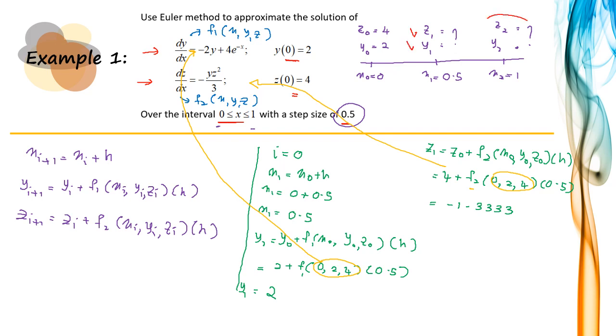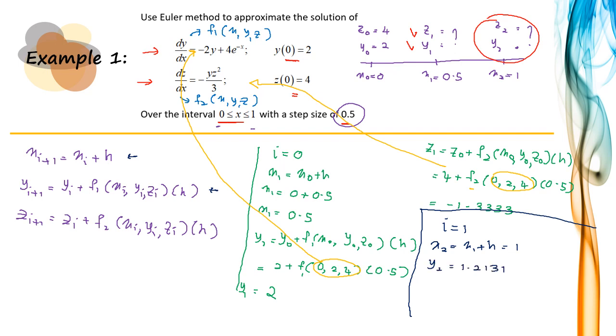Now we already have the values for z1 and y1. Let's continue to find y2 and z2. To find y2 and z2, I start with i equal to 1. So I repeat the process again. I start with x2. By using this formula, I will have x2 equal to x1 plus h, so I will have 1. Then by using the formula to find the value for y2, it is the same process as before. Y2 I will have 1.2131. And lastly, z2 is equal to minus 1.9259.